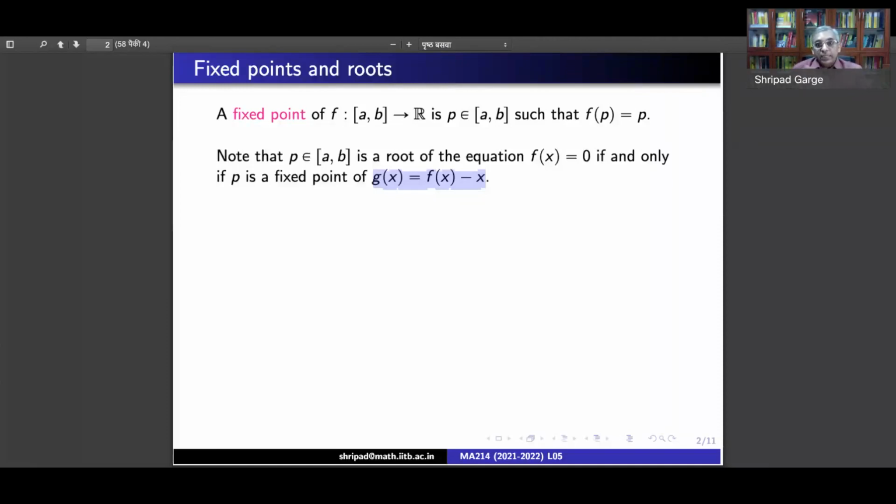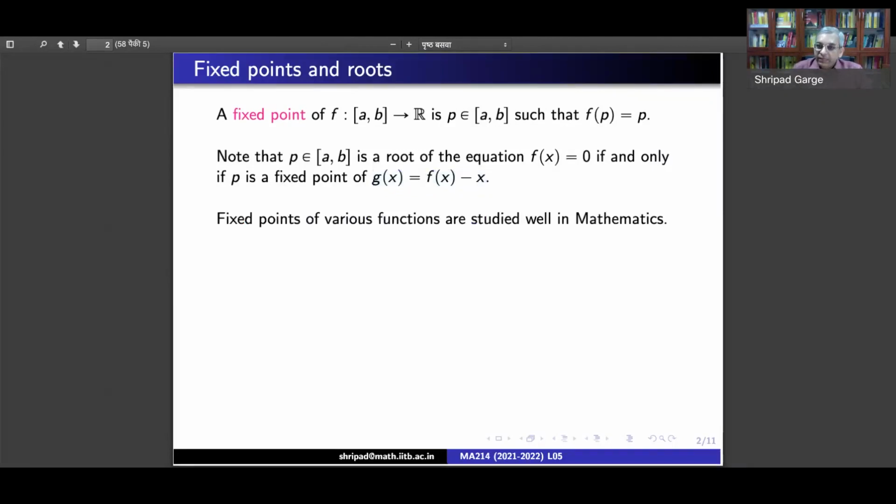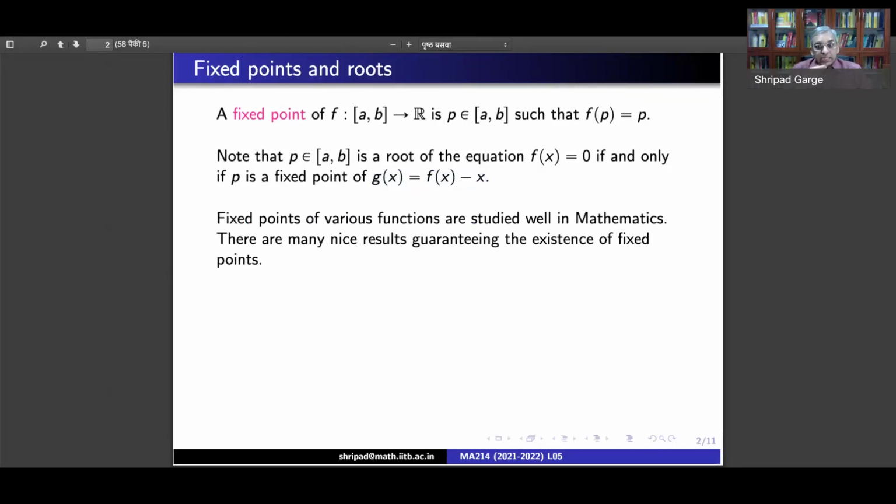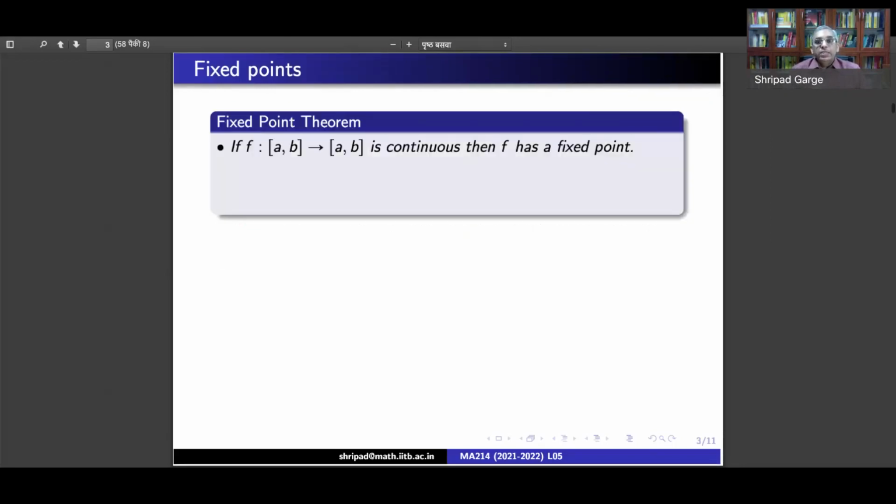You will see that the roots of f correspond to fixed points of various functions that you have. Moreover, fixed points are something which are studied very well in mathematics. Fixed points of several functions have been studied, and there are some nice results which guarantee the existence of fixed points. We saw that the intermediate value theorem will tell you the existence of a root of an equation. Similarly, there is a theorem which guarantees existence of a fixed point, and this is called the fixed point theorem. It's a very basic theorem.